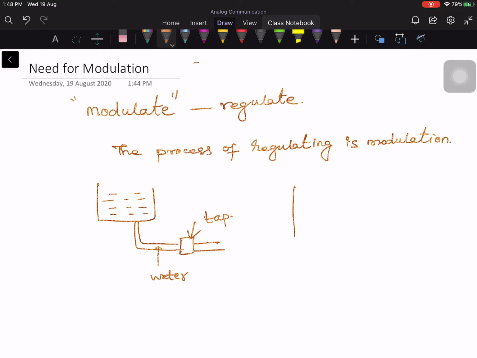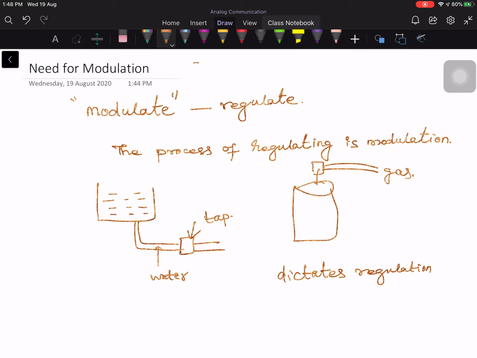Similarly, you can take a gas cylinder, on top of that you put a regulator and you take the pipe, gas comes out. So one quantity which is to be regulated and another physical quantity which dictates regulation. So for regulation we need two quantities. One quantity is to be regulated and another quantity which regulates or which dictates the regulation.